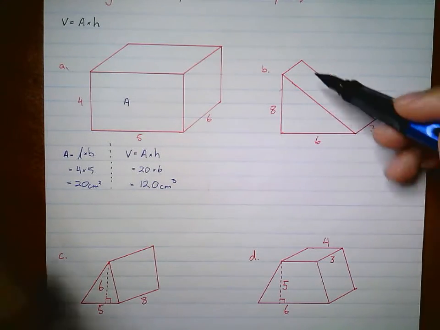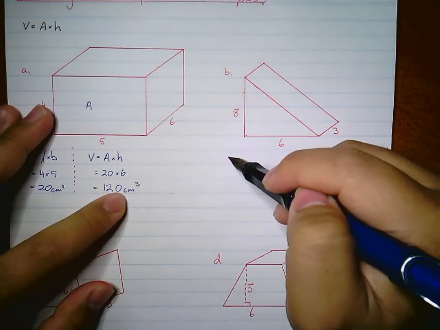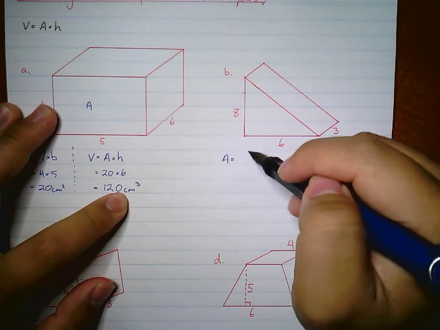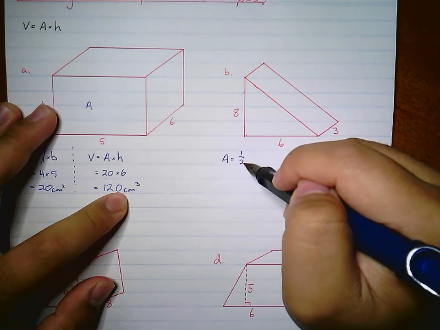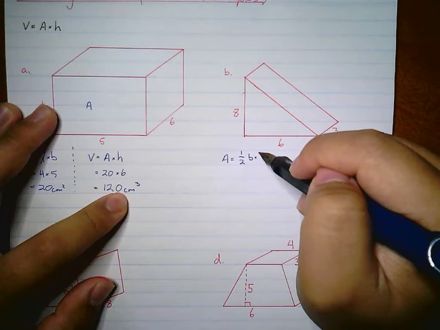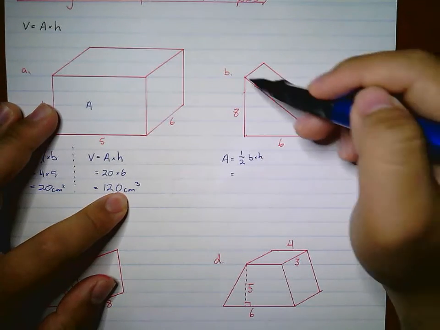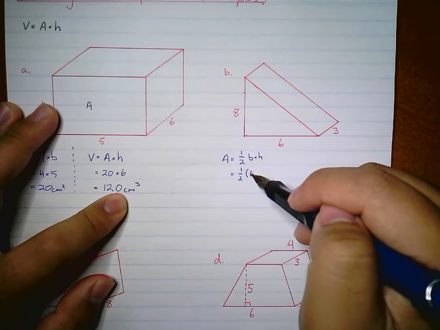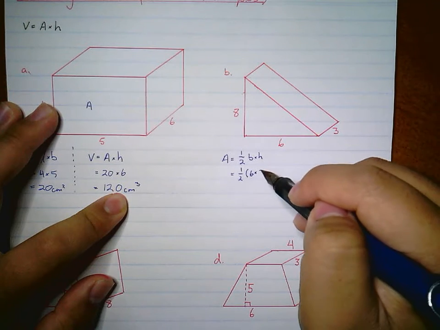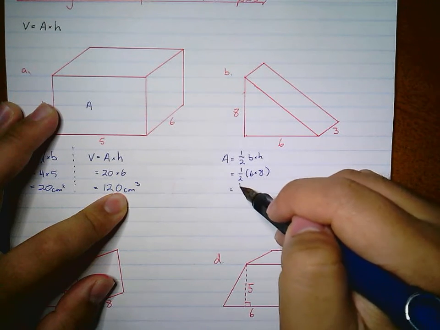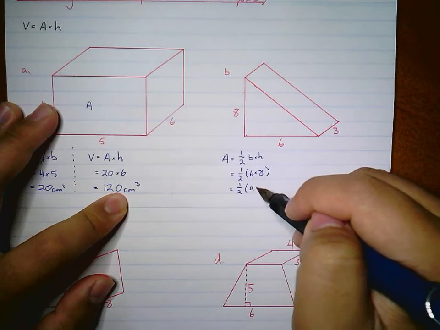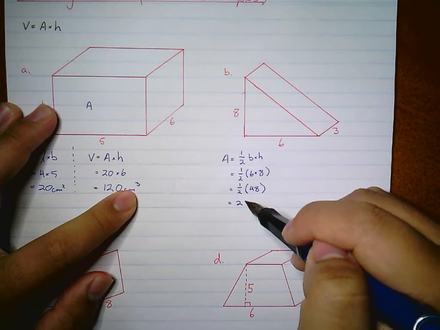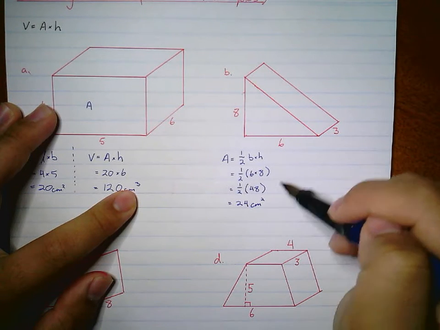Here we have a triangular prism. So let's first calculate the area of its triangular face. I hope we remember that the area of a triangle is half the base times its height. Focusing just on this triangle, the base is 6 and the height is 8, which will give us half. 6 times 8 is 48. Half of 48 is 24 centimeter squared.